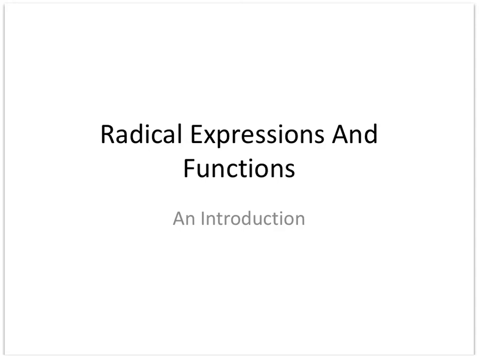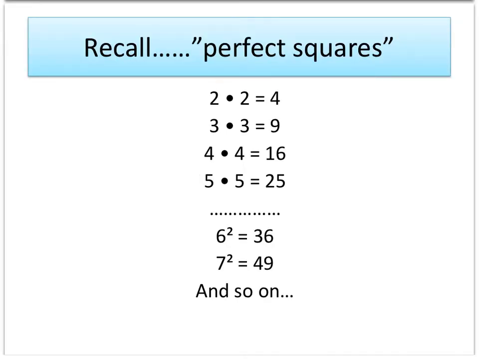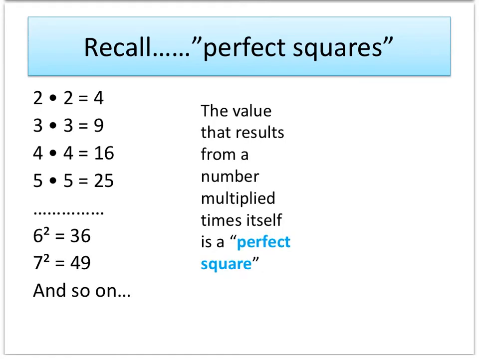Moving forward now into radical expressions and functions. We'll need to recall that perfect squares are numbers that are created by multiplying a particular value times itself. Since a perfect square is a value that results from a number multiplied times itself, then numbers such as 4, 9, 16, 25, 36, and 49 are all considered perfect squares.